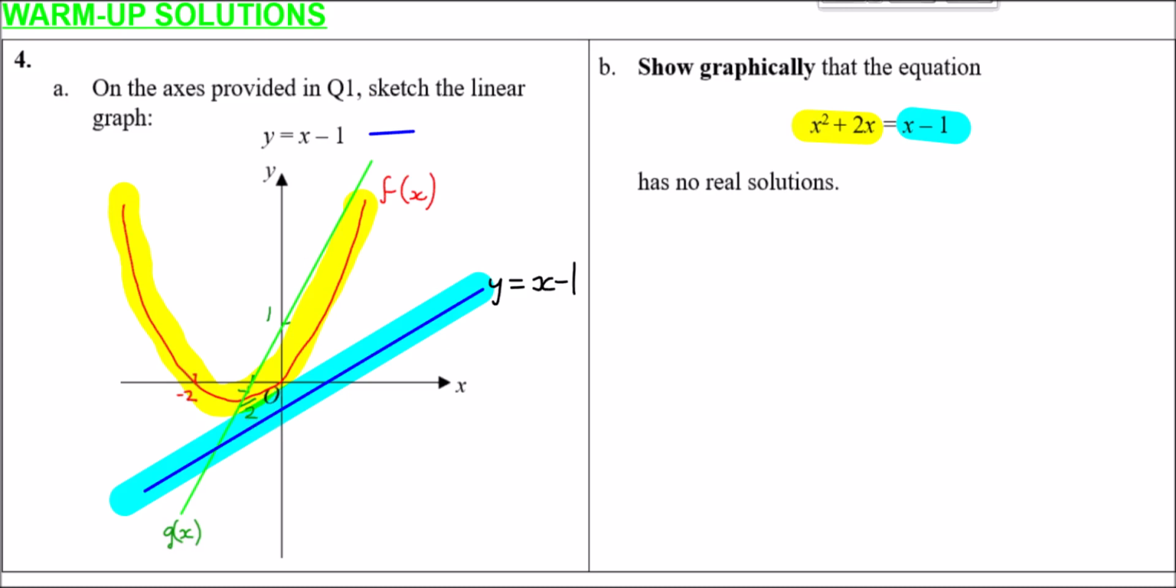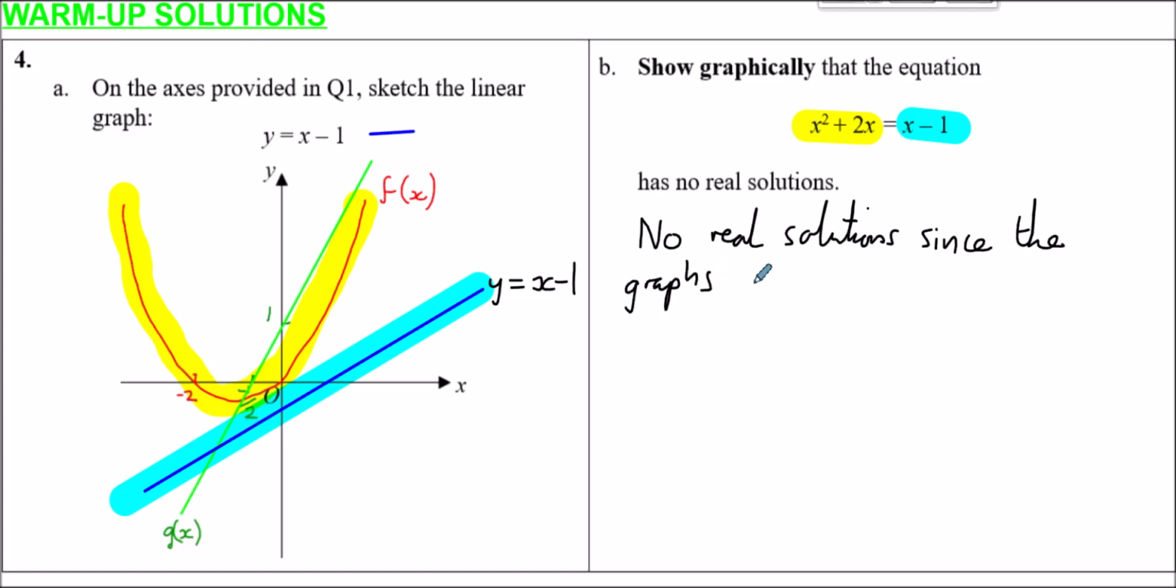So because they don't intersect, they don't have any solutions. So we just need to make a statement to that effect. So there's no real solutions, since the graphs do not meet or intersect. And that's really all you have to do for that one, and that concludes the warm-up questions.